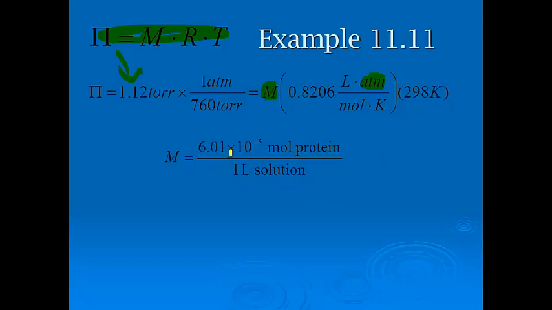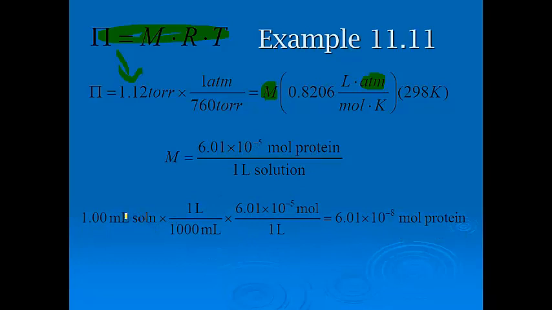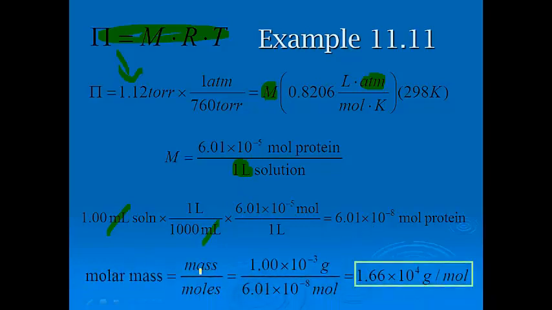So we figure out our molarity to be 6.01 times 10 to the negative fifth moles per liter of solution. Now again, another curveball: if we're going to use molarity, it is in liters, so we just had to convert from milliliters to liters. We then multiply it by the molarity to figure out the moles of the protein, and then like I mentioned, molar mass is mass divided by moles. We end up with 1.66 times 10 to the fourth grams per mole for that protein. Then you could go back and compare against known compounds and figure out what you were dealing with if they gave you some options, which they didn't do.